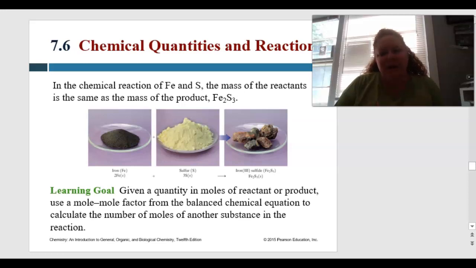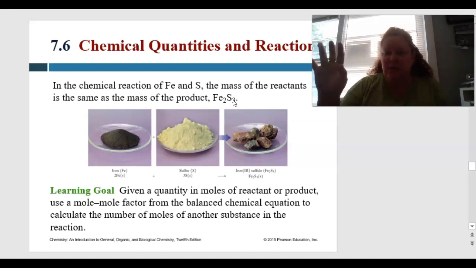Okay, let's talk about chemical quantities and reactions now. So in the chemical reaction of Fe and S, so iron and sulfur, the mass of the reactants is going to be the same as the mass of the products. Because remember, again, things can't be created or destroyed. They're just going to be transferred between states, right?